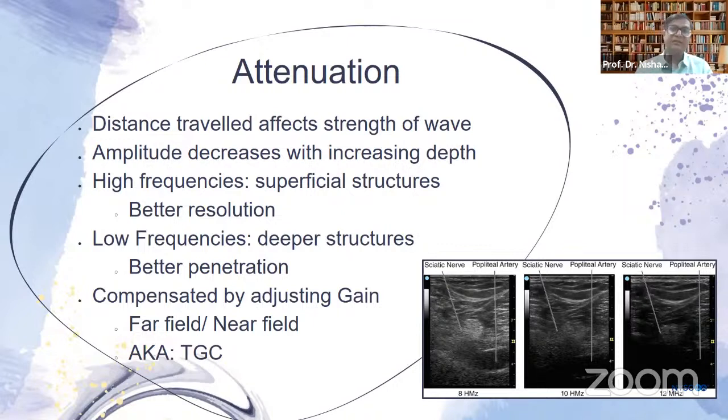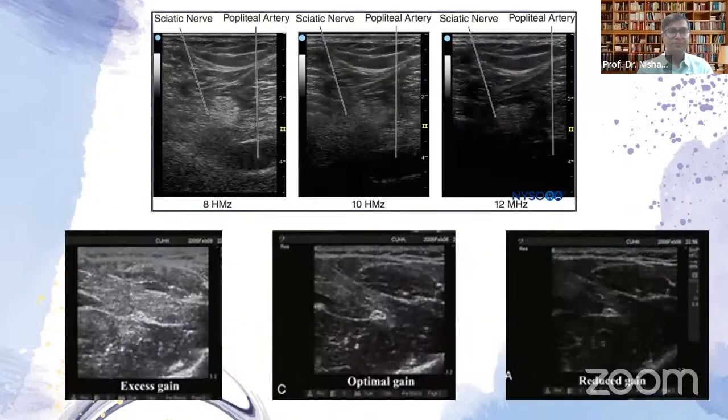Now, the image quality can be compensated by adjusting the gain. The gain can be adjusted for the far or near field and the lateral field. So the time gain coefficient. If we use different probes, this is the 8 megahertz probe, you see the superficial structures. And now if you use a 10 megahertz probe, you can see the deeper structures better, but the clarity is not so good. Again, with 12 megahertz, you can see much deeper, but the clarity of the superficial structures is lost.